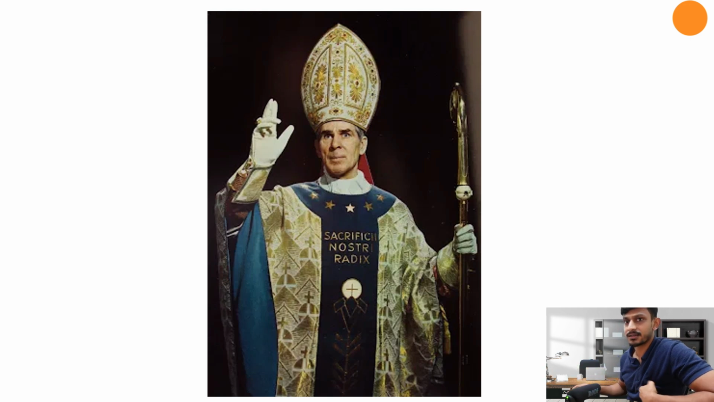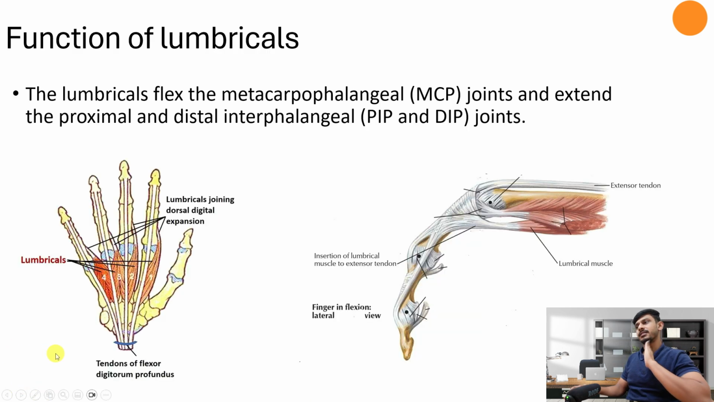So, as you can see, this is the hand of benediction which popes do while addressing a crowd and stuff. So, coming to the meat of the topic, before getting to it, we just learn the function of the lumbricals. This is important for the entire discussion. So, the main function of the lumbricals is to flex the MCP and extend the PIP and the DIP. Basically, when you do this dance, this function of flexing like this and extending the digit is basically the function of the lumbricals.